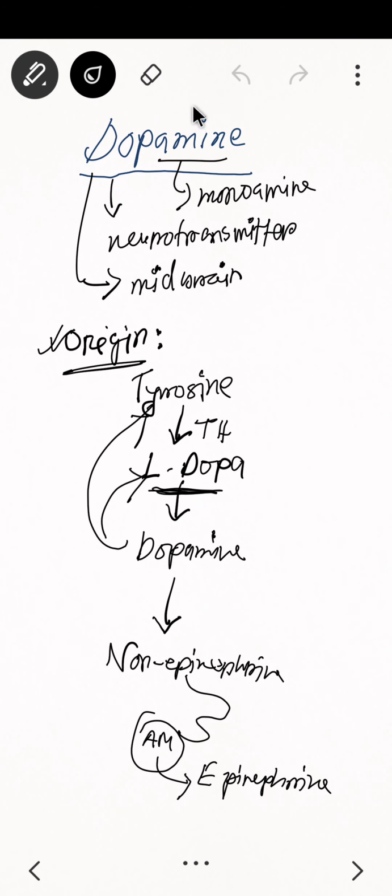If we recap, first of all, dopamine is a monoamine. It is a neurotransmitter. Basically, it is an excitatory neurotransmitter, and it is predominant in the midbrain. Then it originates from the amino acid tyrosine. Tyrosine is converted into L-dopa by tyrosine hydroxylase. L-dopa is converted into dopamine by dopa decarboxylase. Further, dopamine is converted into norepinephrine, and norepinephrine is converted into epinephrine in the adrenal medulla.